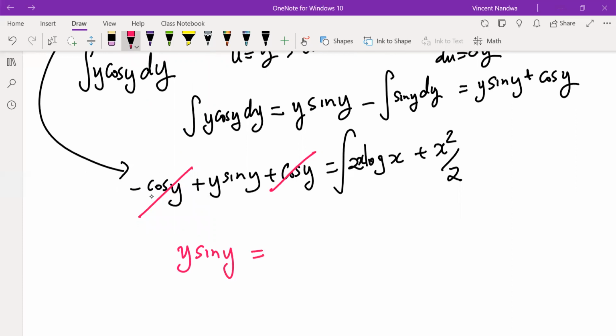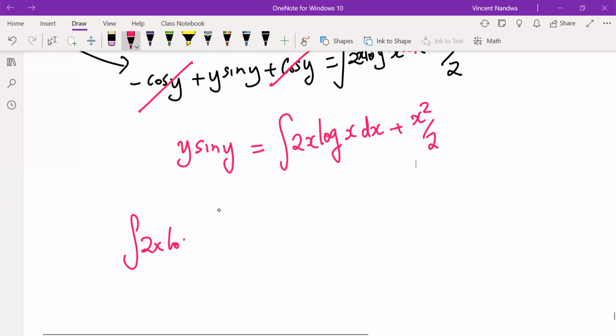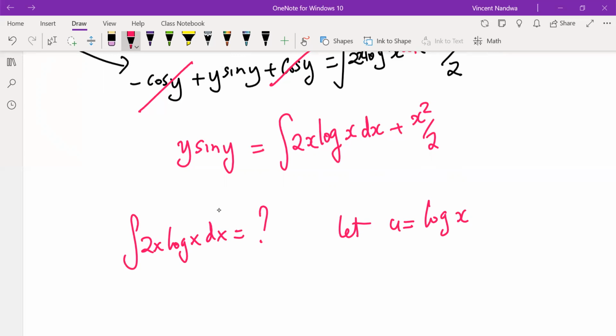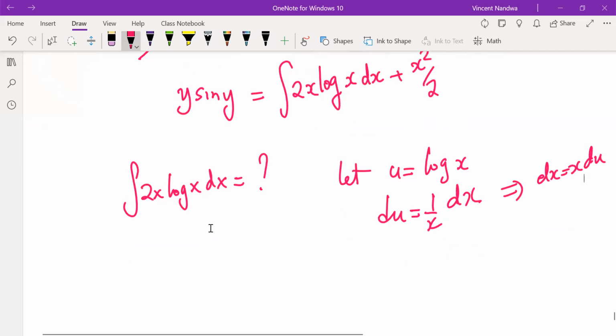equals integral of 2x log of x dx plus x squared over 2. Now, integral of 2x log x dx. So let u be log of x. So it means du is the same as 1 over x dx, which implies dx is x du. And then, this means that this substitution will not work. So probably we will need to do this by integration by parts.